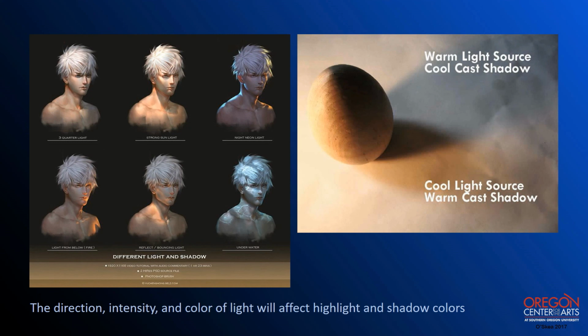And the direction, intensity, and the color of the light will affect the highlight and shadow colors. So the stronger the light, the deeper the shadow is going to be, and the brighter the reflections are going to be. The more diffused the light, the more it's going to be bouncing around and fill in those dark shadows. And then the temperature of the light is going to affect the temperature of the shadow. So warm light, cool shadow, warm shadow.